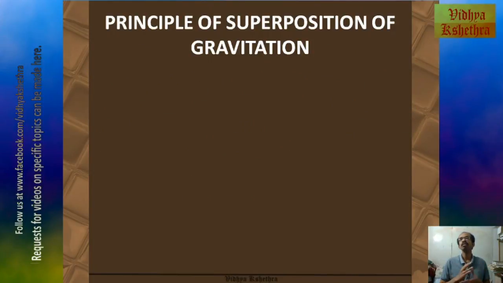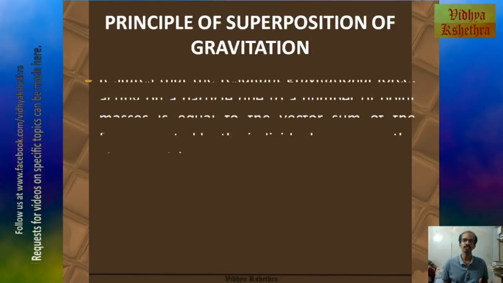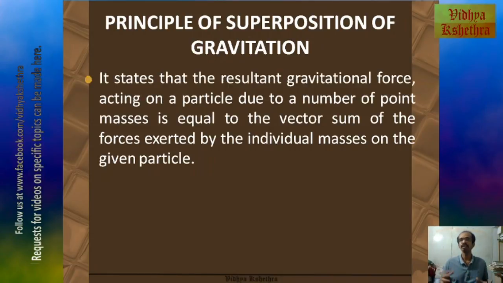Now we can see the principle of superposition of gravitation. It states that the resultant gravitational force acting on a particle due to a number of point masses is equal to the vector sum of the forces exerted by the individual masses on the given particle. We know that in the real world, many bodies interact with each other. So the resultant force acting on a body is given by the vector sum of all the gravitational forces acting on this body.